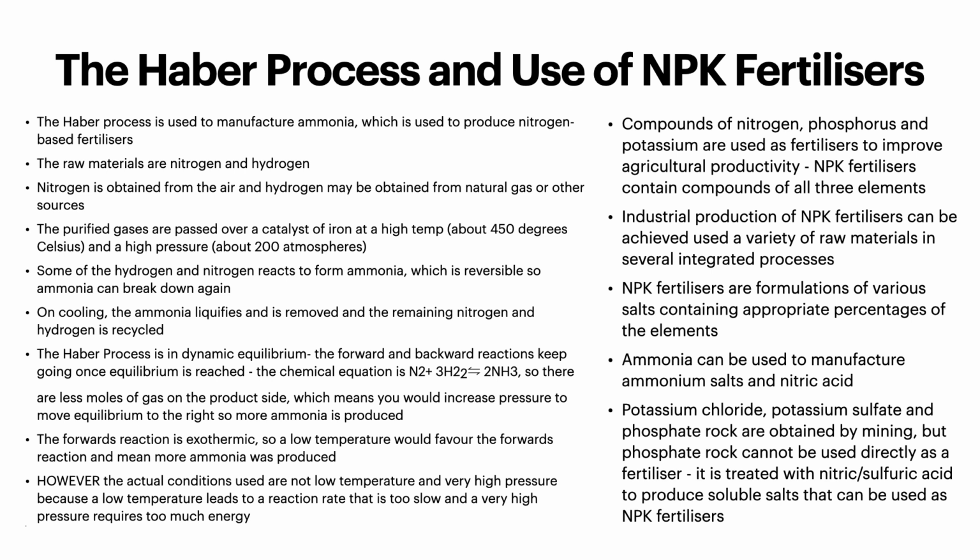NPK fertilizers are formulations of various salts containing appropriate percentages of the elements. Ammonia can be used to manufacture ammonium salts and nitric acid. Potassium chloride, potassium sulfate, and phosphate rock are obtained by mining, but phosphate rock cannot be used directly as a fertilizer, so it is treated with nitric or sulfuric acid to produce soluble salts that can be used as NPK fertilizers.